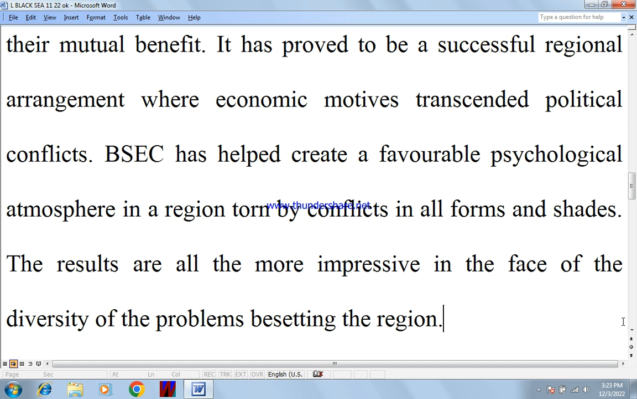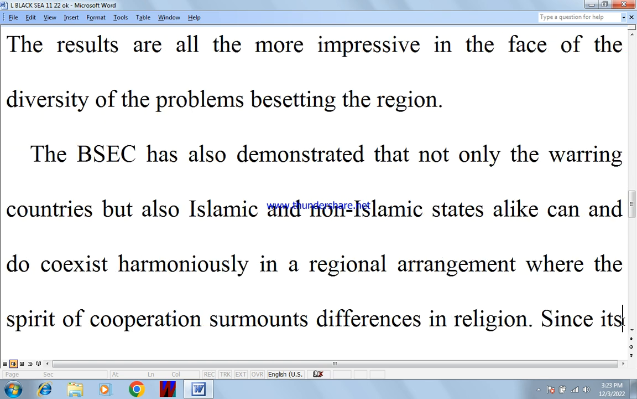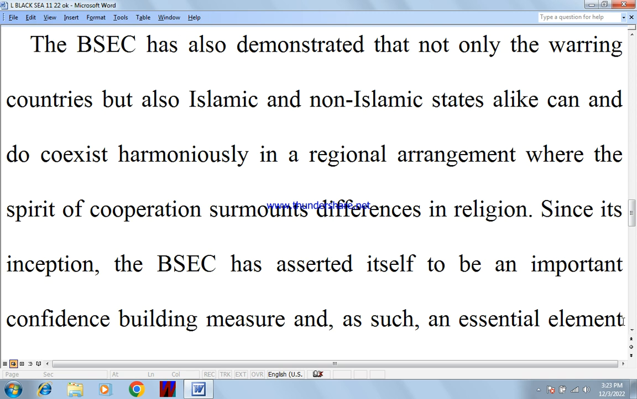BSEC has helped create a favorable psychological atmosphere in a region torn by conflict in all forms and shapes. The results are all the more impressive in the face of diversity of the problems besetting the region. The BSEC has also demonstrated that not only the warring countries but also Islamic and non-Islamic states alike can and do coexist harmoniously in a regional arrangement where the spirit of cooperation surmounts differences in religion.